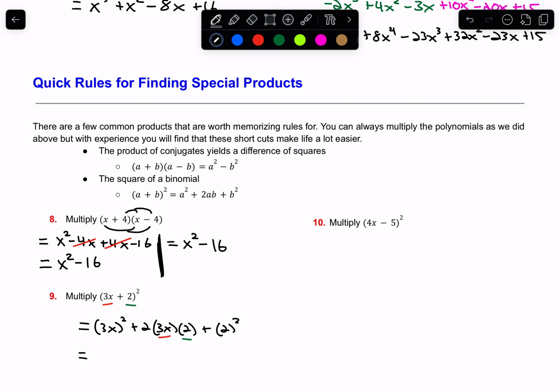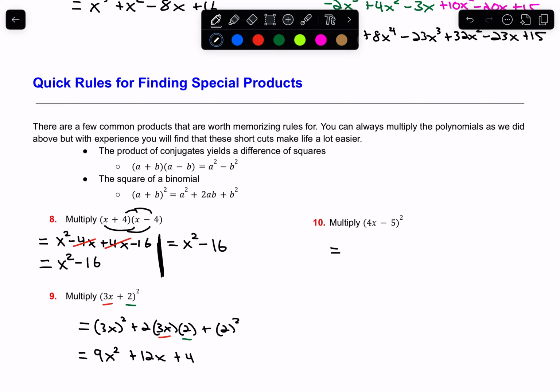So if we simplify this, 3x the whole thing squared is 9x squared, because 3x times 3x gives us a 9 there, 3 times 3. 2 times 3x times 2, well, 2 times 3x is 6x, so times 2 is 12x, and 2 squared is 4. Now, you might be thinking, hey, that was just as many steps as if I multiplied it out the long way. True. However, once you get good at it, you can actually just skip that first step and do that part in your head. So I'm going to show you that for number 10 right now.